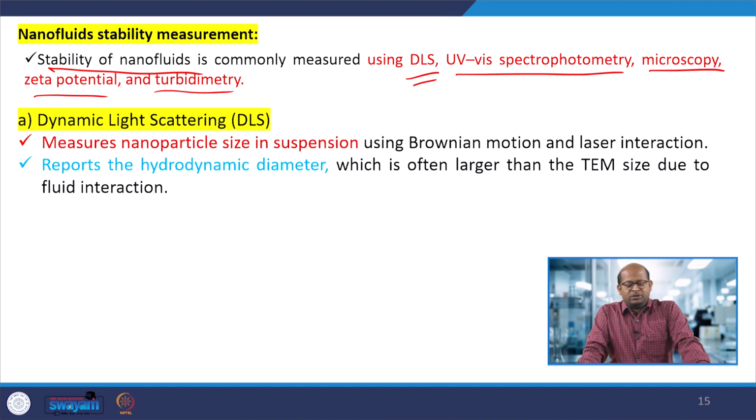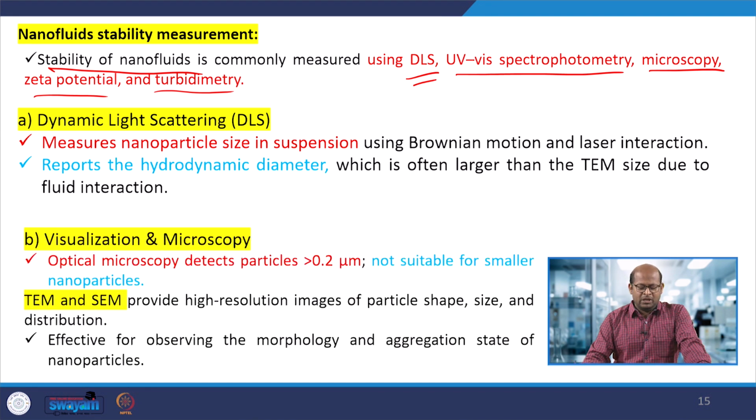Using these methods, we can see the concentration of the nanoparticles within the base fluid and how long it remains stable with increasing time. It has been observed that the stability of the nanoparticles gradually decreases as a result. So, the fluid would not work properly when we apply it for specific applications. The DLS method we have already discussed. This is dynamic light scattering.